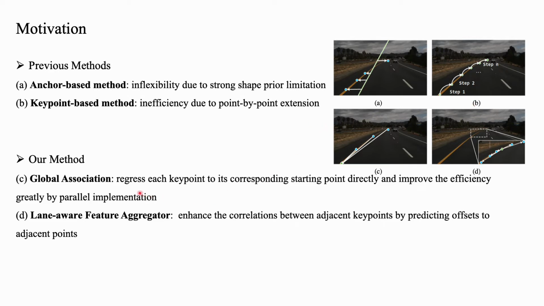In this paper, we propose a global association network to formulate the lane detection problem from a new perspective, where each key point is directly regressed to the starting point of the line instead of a point-by-point extension. In addition, we further propose a LFA module, which adaptively captures local collaborations between adjacent key points to supplement local information to the global association.